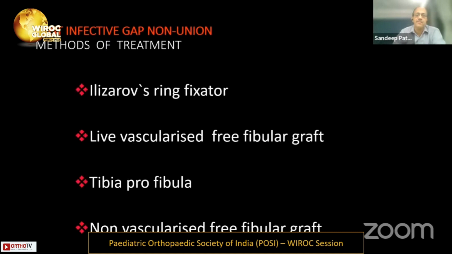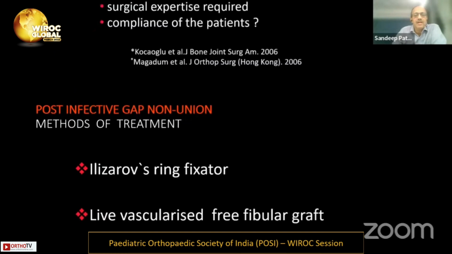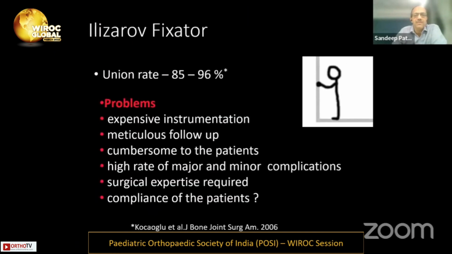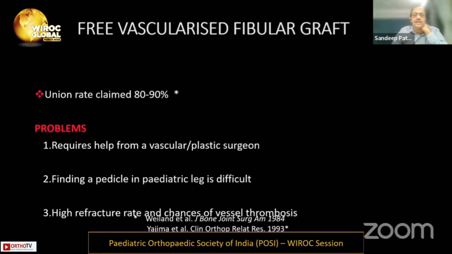So you have these options for regenerating bone: Ilizarov fixator, using a live vascularized free fibular graft, or what was done as Chacha's or Huntington procedure, the tibia to fibula, and the non-vascularized fibular graft, which I will talk about. So the Ilizarov fixator has good healing rates of 85 to 96%, but it needs some instrumentation. You should be used to it. It's a bit cumbersome for the kids. There's a higher rate of major and minor complications, and compliance is always an issue with ring fixators.